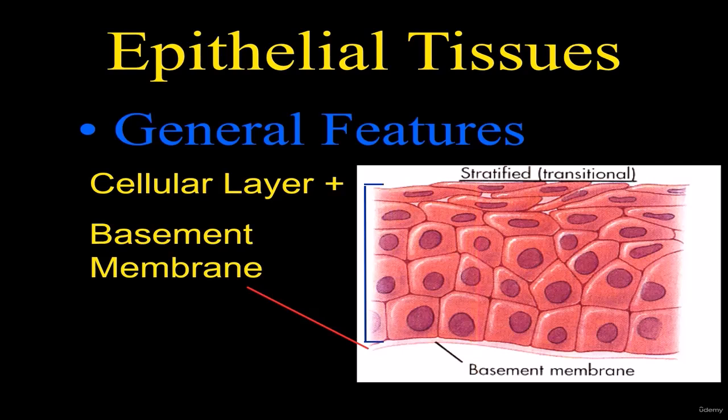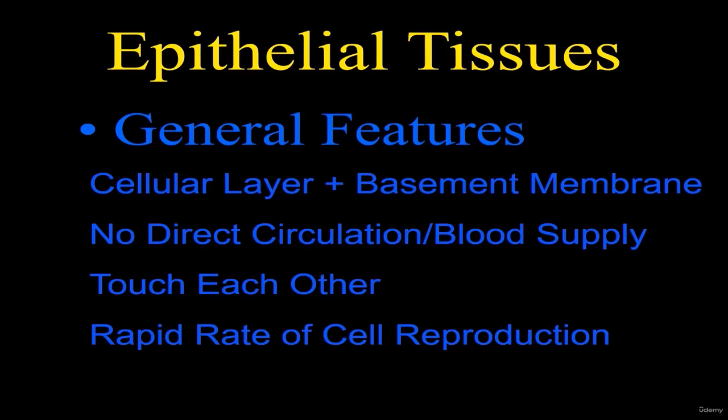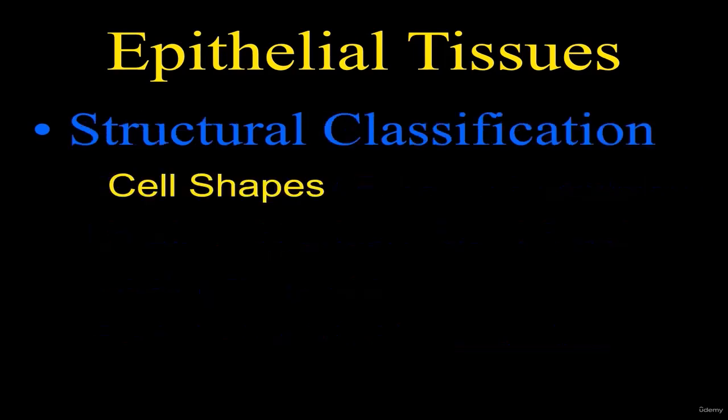Epithelial tissue general features: cellular layer, basement membrane. Here we find the basement membrane, the stratified transition. It consists of a cellular layer with no direct circulation or blood supply. These tissues touch each other and have a rapid rate of cell reproduction.